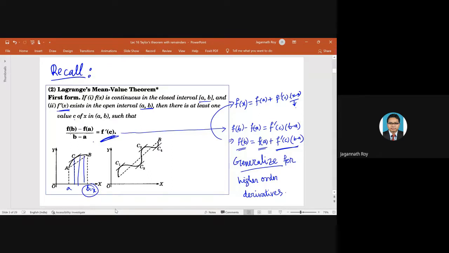Also, we want to generalize the concept for higher order derivatives. So instead of this first order derivative, what will happen for second order derivative? What will happen for third order derivative? And so on. Then what will be the expression for this case, and how we will use it in our practical problems.